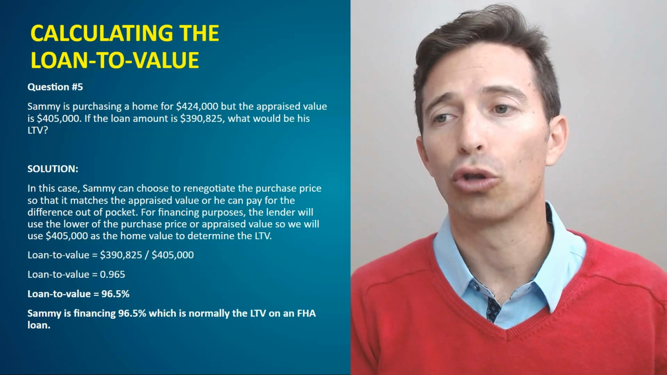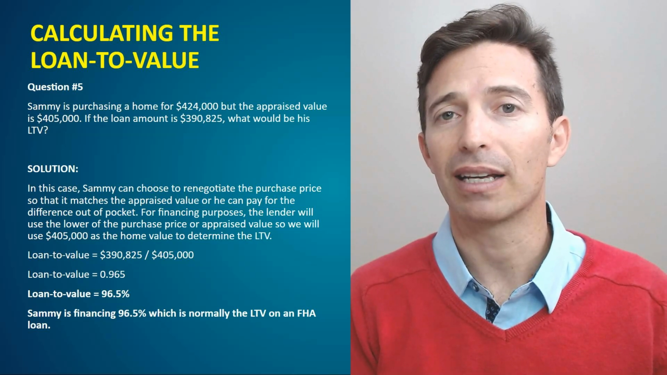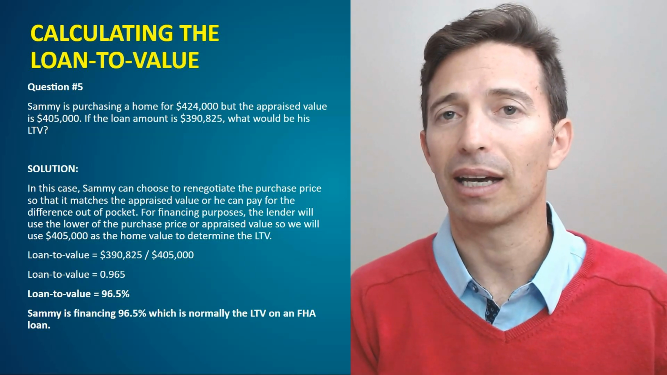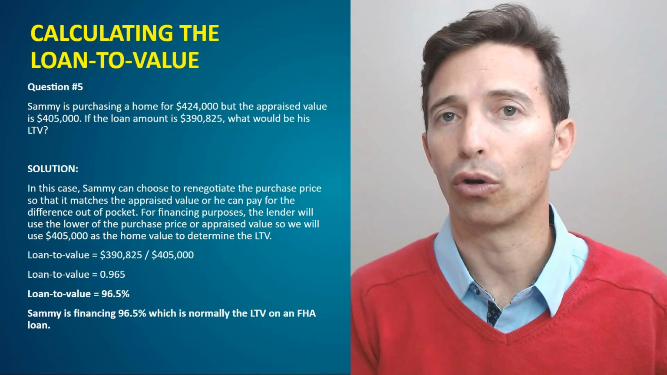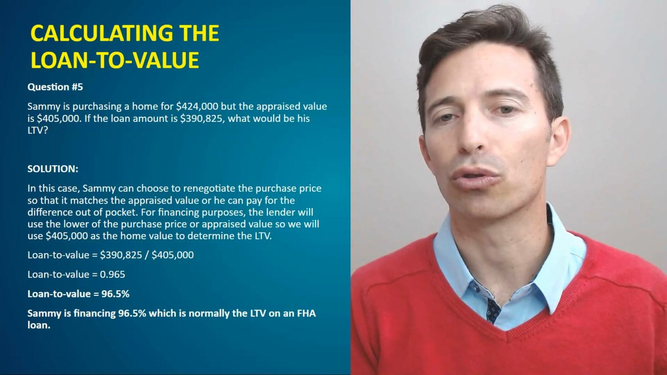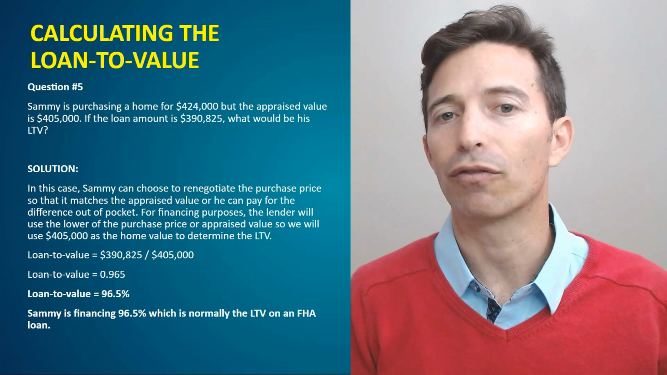Now, most loans that have 96.5% financing are usually FHA loans. So it doesn't exactly need to be an FHA loan. It could still be a conventional loan, but we're going to assume that it's probably going to be an FHA loan. And that's how you would solve this problem. We calculated the LTV for Sammy.